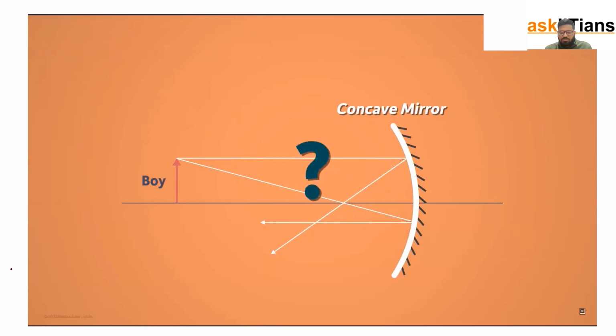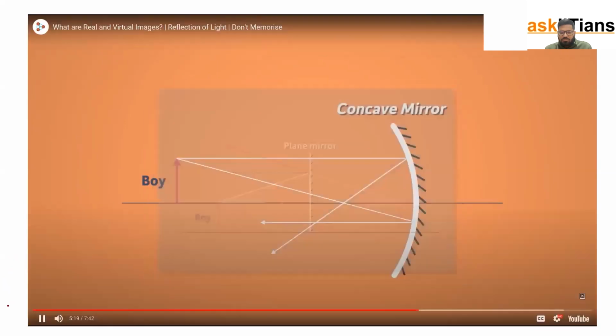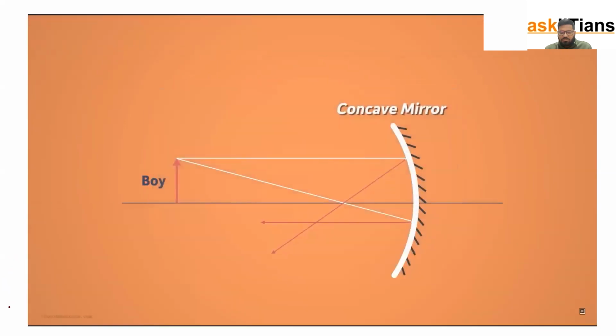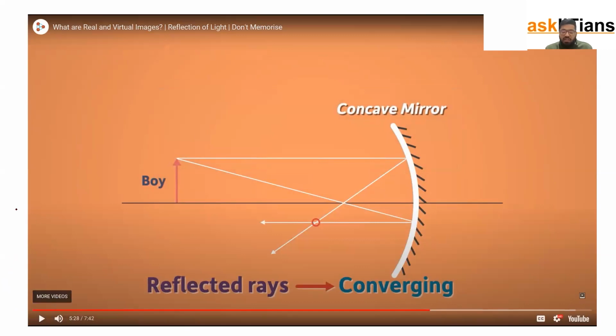What difference did you notice here compared to the plane mirror reflection? In the previous case, all the reflected rays were diverging. Yes, here all the reflected rays after reflection are intersecting each other at this point, or we can say that they are converging at this point. So what is the basic difference? In the previous case of the plane mirror, rays were diverging.